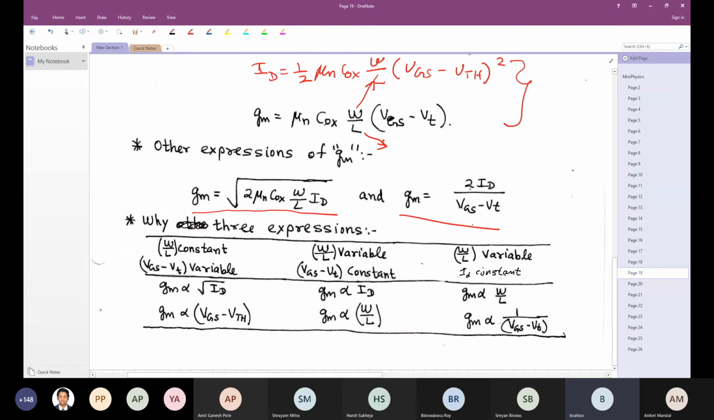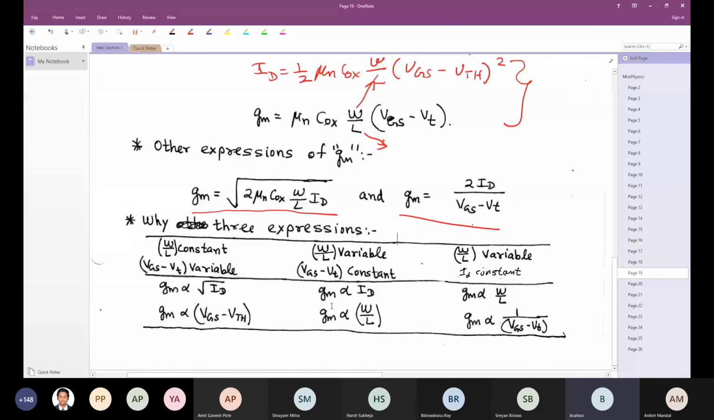You can see that here W by L doesn't come into the picture. W by L constant is here, so I'm keeping that constant. VGS minus VT is variable, so you can see that it is given by these two. When W by L is variable and VGS minus VT is constant, I will use one of these two expressions to define gm like this.